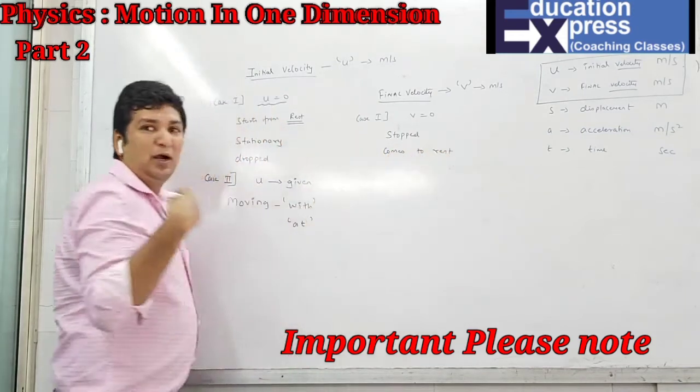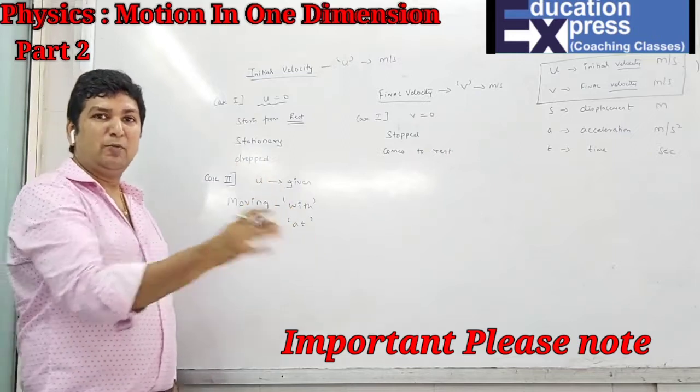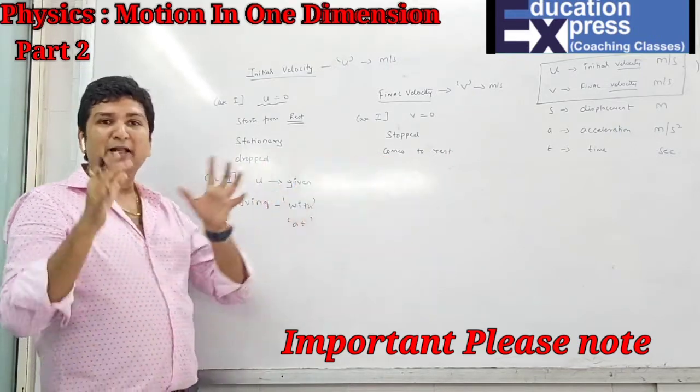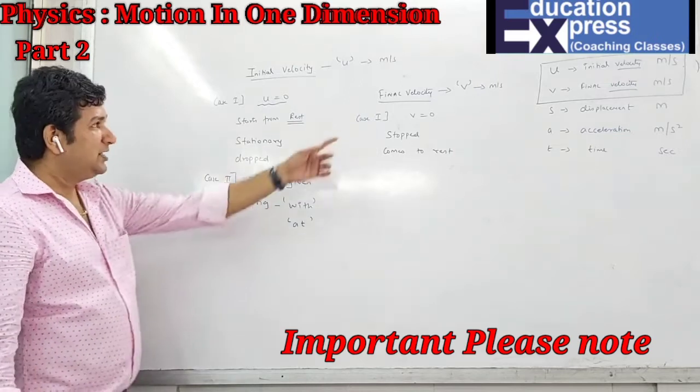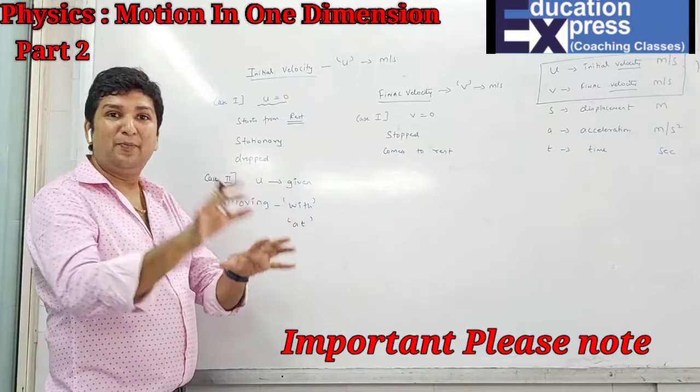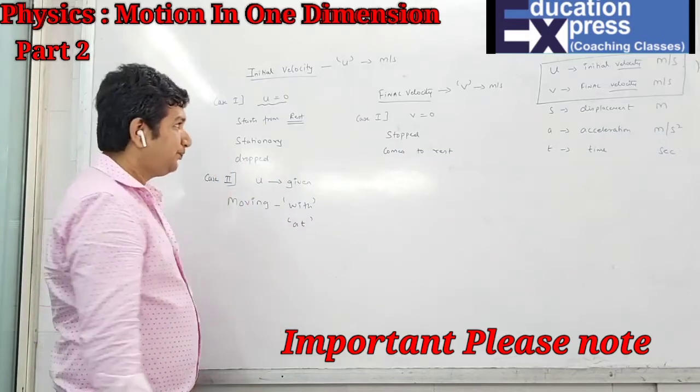That means the moment you come to know that the body is coming to rest or the body stopped, it means the body was moving and finally you are getting the body in a state of rest. So that is why you can take V equals 0. This can happen when the brakes are applied or when you stop the body.